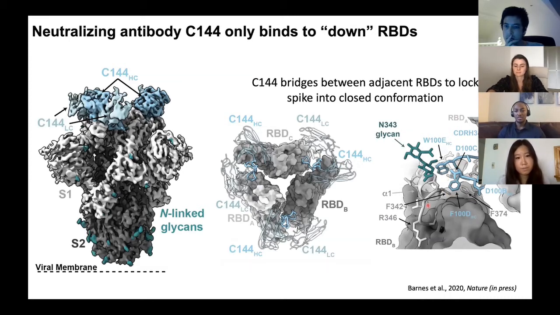And so in essence, what this does is force the spike to stay closed in a lockdown conformation, which suggests that on top of blocking ACE2 by overlapping with its binding motif, C144 has an additional neutralization mechanism in which it locks the spike down and doesn't allow it to open up and target its other epitopes.